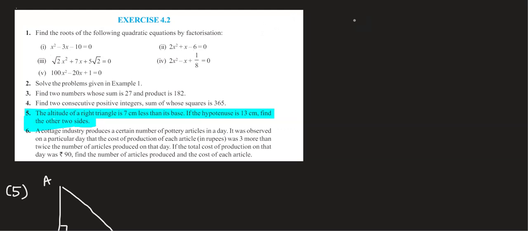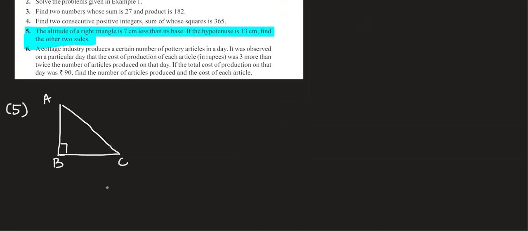So in today's class, let's see how to solve question number 5 of exercise 4.2 NCERT class 10 book. The question is, the altitude of a right angle triangle is 7 centimeter less than its base. If the hypotenuse is 13 centimeter, find the other two sides. Now let's draw the triangle here. So the triangle here is ABC, right angle at B.